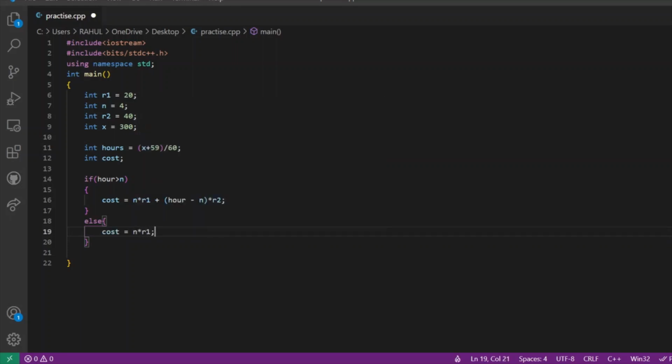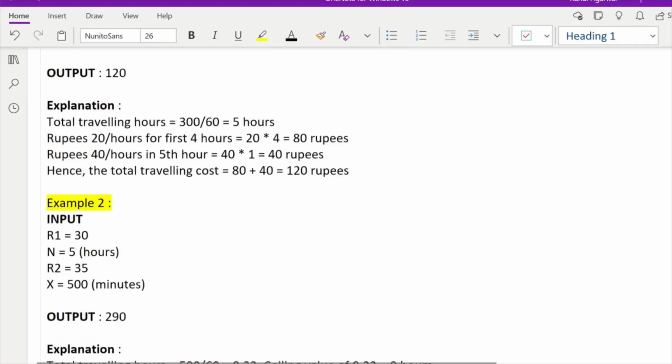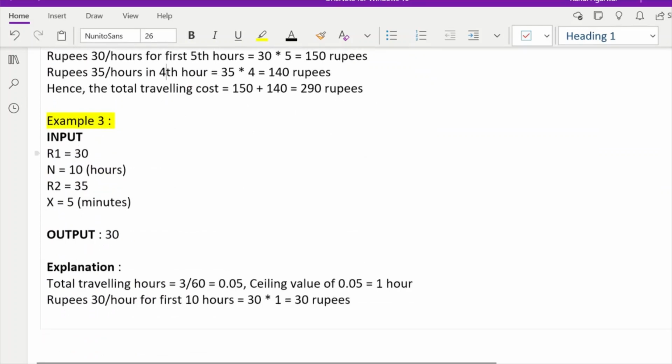You can understand this with the third example that was given. In the third example, R1 is 30 and N is 10 hours, but when we calculate our R value it will be only 1 hour. So in this case we know that R value is less than N. So we are just calculating the first value, which is 30 into R. We are not calculating the remaining because our R value is less than N.